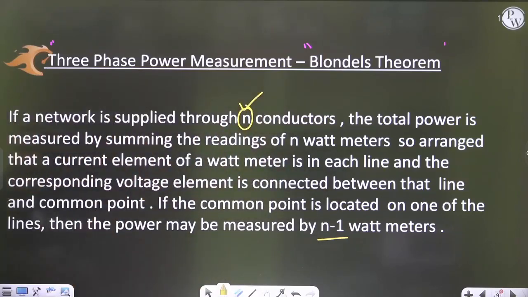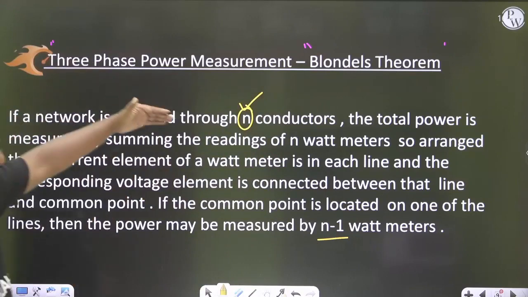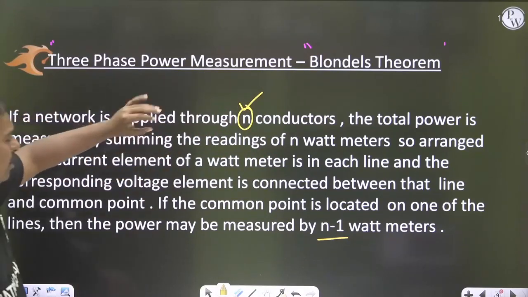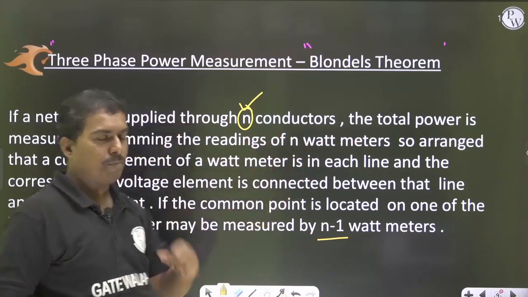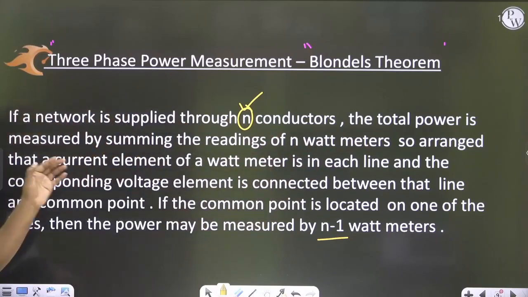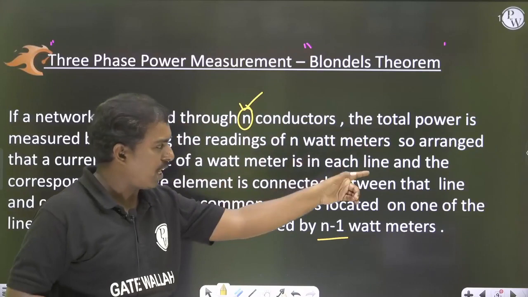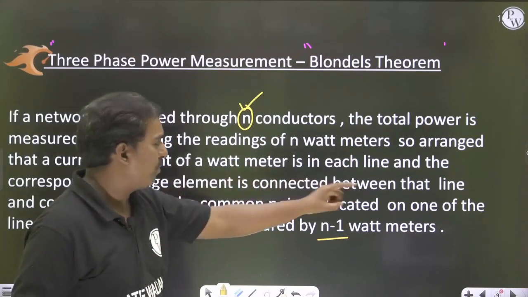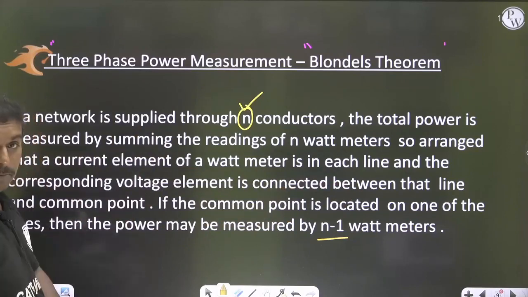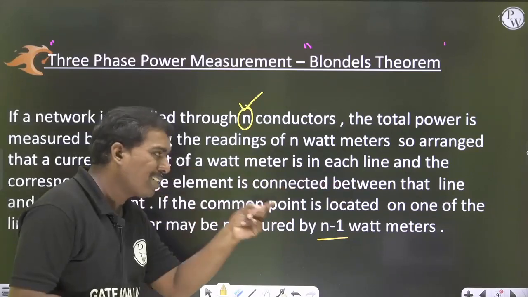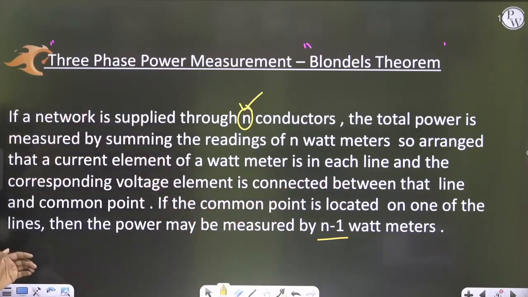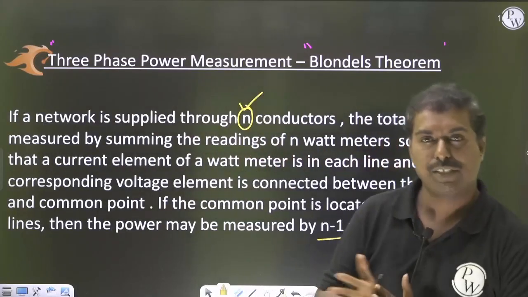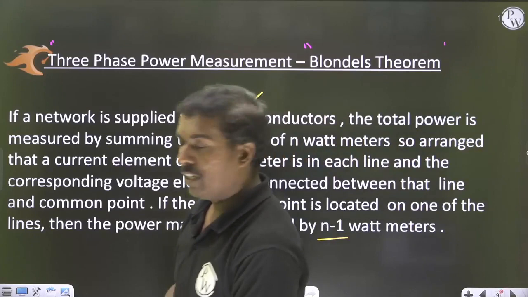Once again, please go through. If a network is supplied through n conductors, the total power is measured by summing the readings of n wattmeters. They are so arranged that a current element of a wattmeter is in each line and the corresponding voltage element is connected between that line and the common point. If the common point is located on one of the lines, then the power may be measured by n-1 wattmeters. Got it?